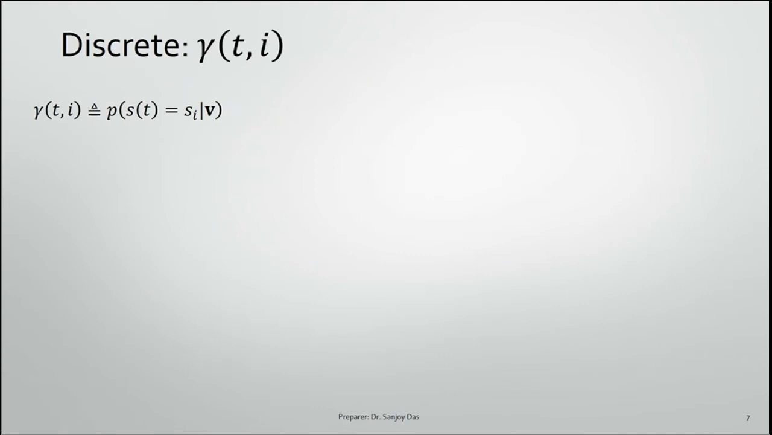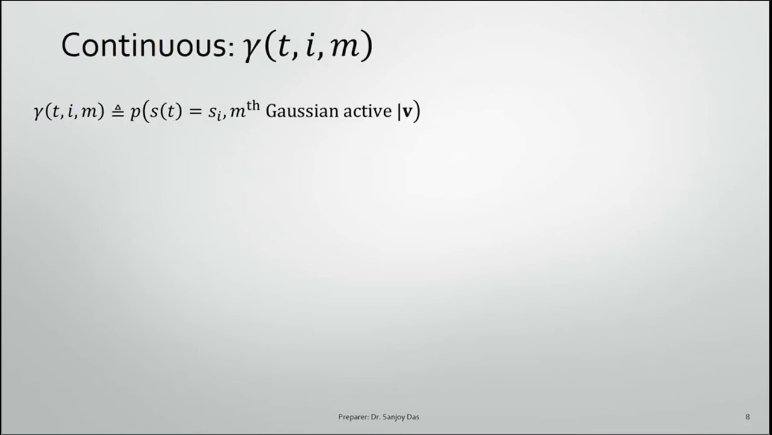Now, in discrete HMMs, we had this variable defined, gamma_t(i), which was the probability of the state being S_i at time t given the output sequence V. That's gamma_t(i). Now, in the continuous situation, it's going to be similar, but with some important differences. So for the continuous HMM, we define gamma_t(i, m) as the analogous variable.